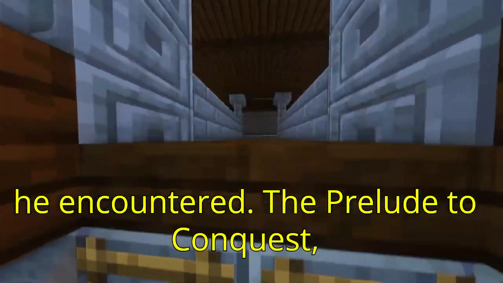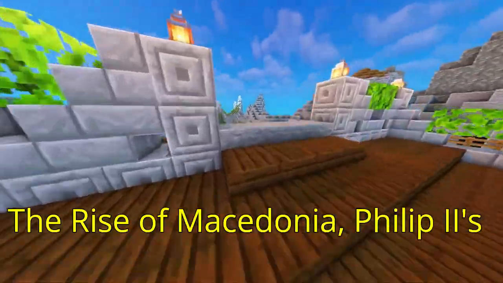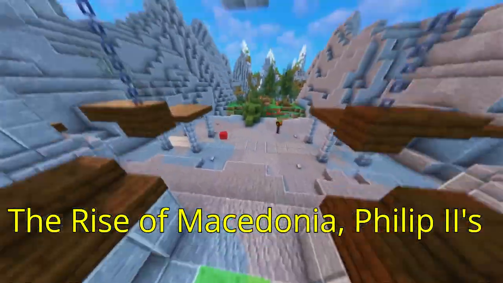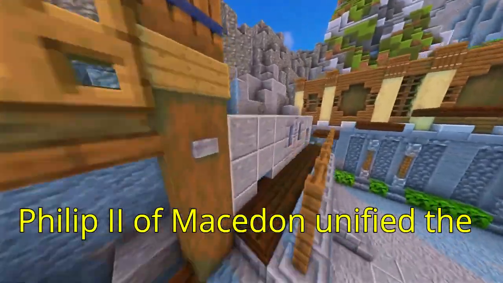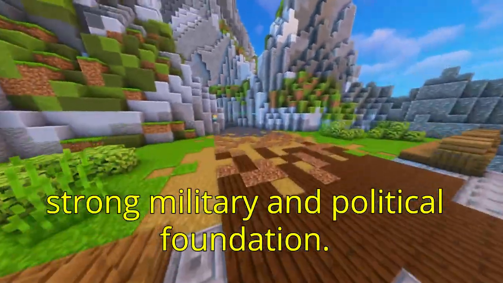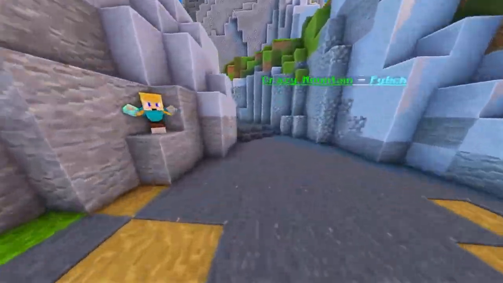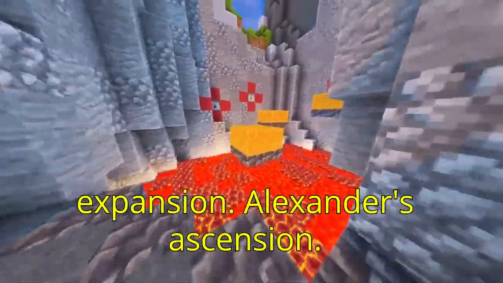The prelude to conquest. From Macedonia to Asia. 1. The rise of Macedonia. Philip II's foundations. Alexander's father, Philip II of Macedon, unified the Macedonian tribes and established a strong military and political foundation. His conquests in Greece created a powerful state poised for further expansion.